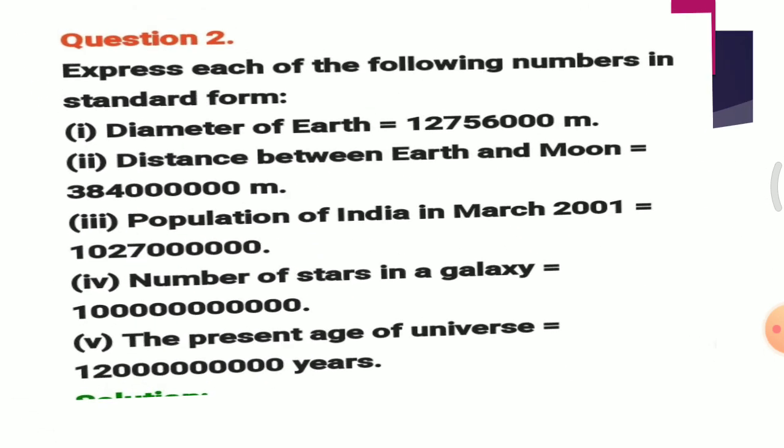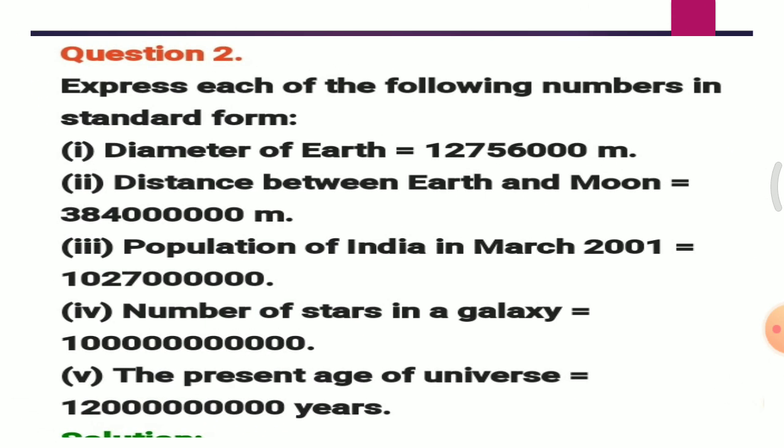Next, question number 2. Express each of the following numbers in standard form. Diameter of Earth is equal to 12,75,06,000 meters. In the next question, I will show you the answer. This is the question. Okay, distance between Earth and Moon, population of India in March, number of stars in a galaxy, the percentage of universe. So many questions are here. So in the next question, I will show you the answer.